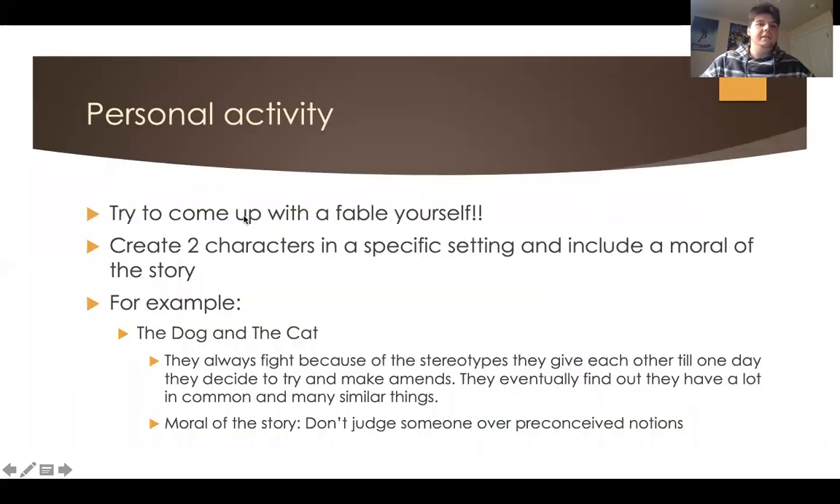So here's a personal activity that I put together real quick. Hopefully you'll be able to do that in the time that you have, but try to come up with a fable for yourself. Create 2 characters in a specific setting and include a moral of the story.